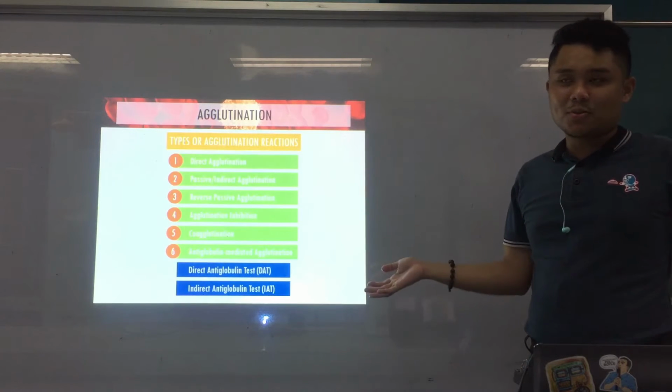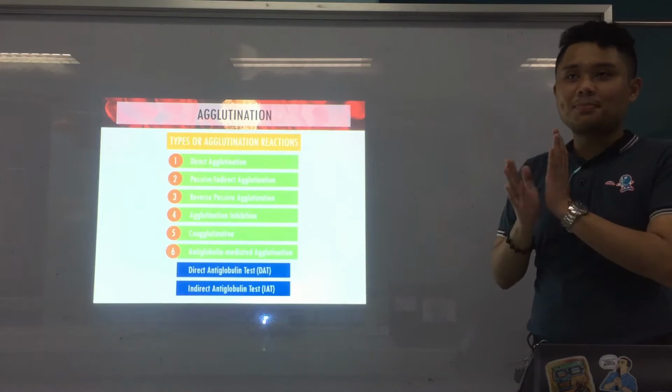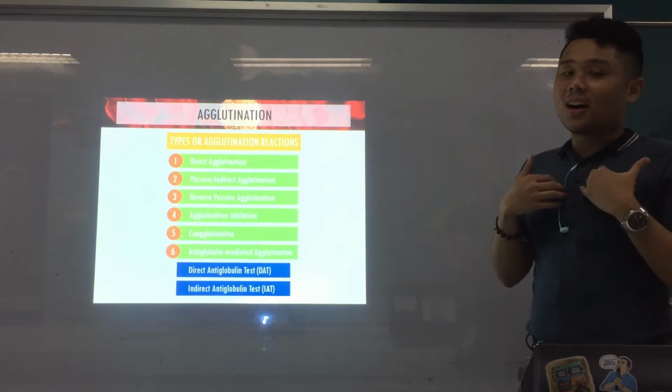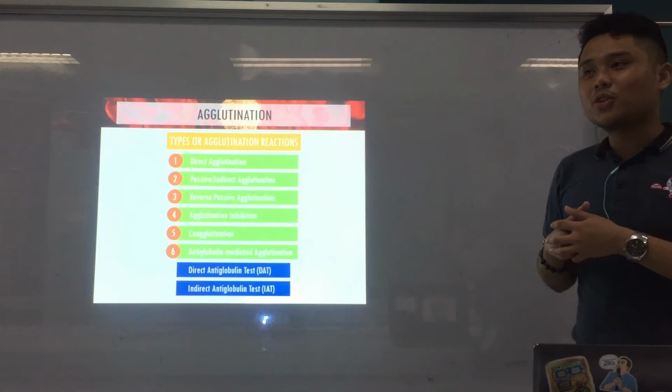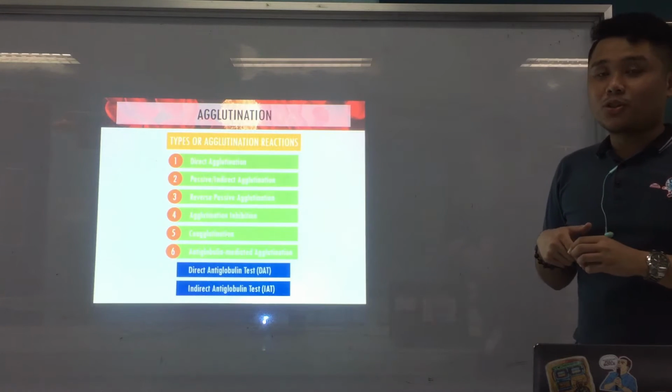I think it will be emphasized in blood banking, so please try to memorize it by heart. It is better if it is in person or face-to-face.